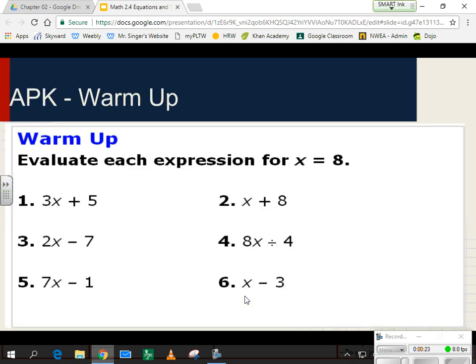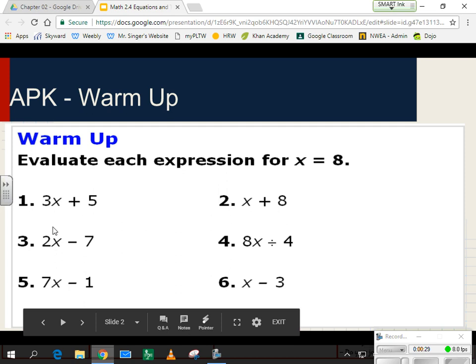Here's your warm-up. Just 6 problems that I want you to solve for. And all you got to do is plug and chug. You're going to plug in 8 for every single one. Come back when you're done. We'll see how you did.